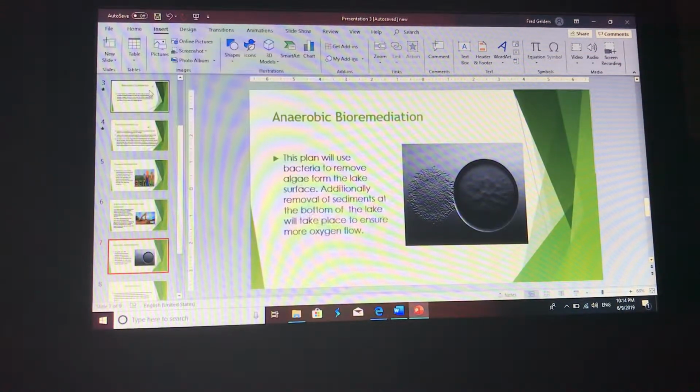Now, the other alternative is anaerobic bioremediation. This plan will use microbes to reduce and remove algae from the lake surface. Additionally, removal of sediments at the bottom of the lake will take place to ensure more oxygen flow.